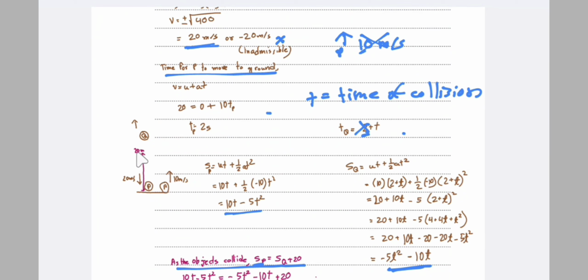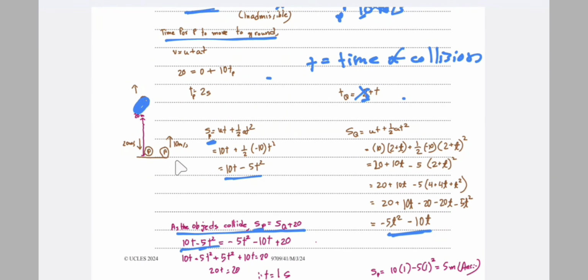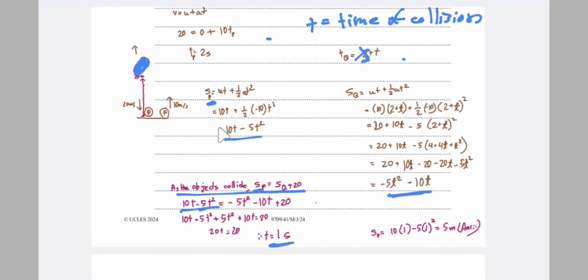But Q is already 20 meter above the ground, and we need to find the height from the ground. So we have to find the displacement for P, because P moves from the ground. Since it moves from the ground, we can use the equation for P. After substituting the value of time in the equation for P, we find the displacement, that is the height above the ground at which P and Q collide.